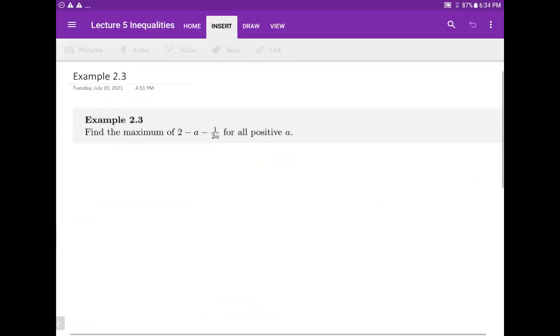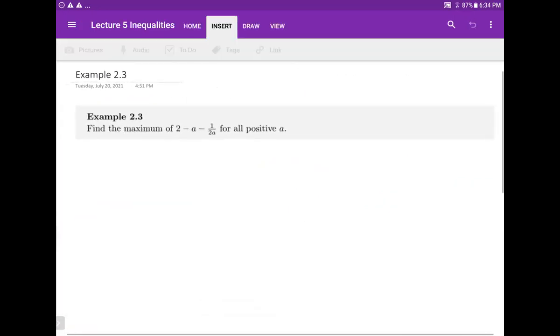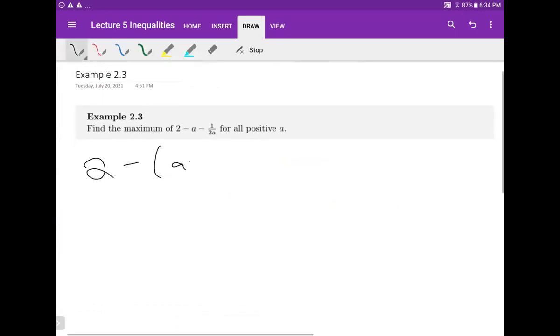Right, here we have a more indirect application. So we have: find the maximum of 2 minus a minus 1 over 2a for all positive a. Now we can rewrite this expression as 2 minus (a plus 1 over 2a). And to maximize this expression, 2 is a constant, right? So what we want is the minimum of a plus 1 over 2a, right? And we can do this via AMGM.